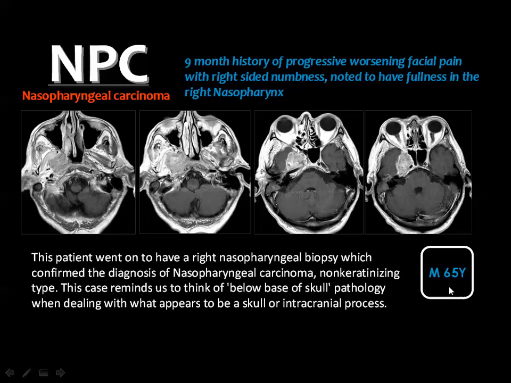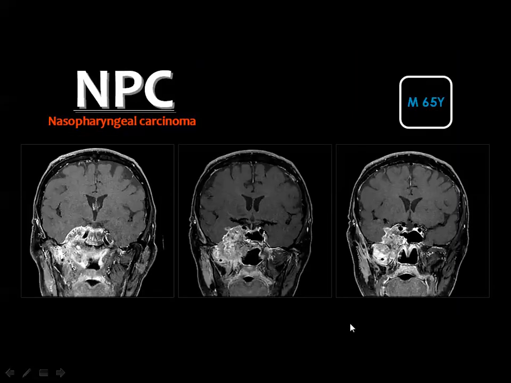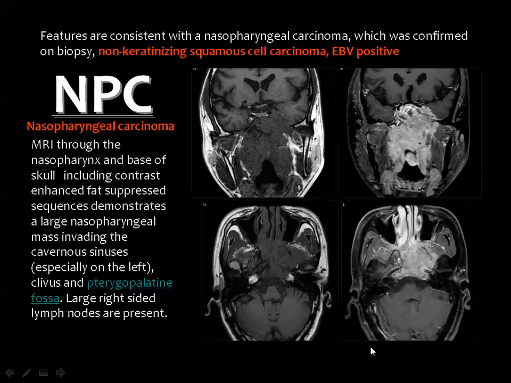This is a male patient, 65 years old, with a tumor infiltrating the right side of the nasopharynx, of intermediate signal in the T1 and the T2 weighted images, with appreciable post-contrast enhancement, as you can see here. Then the coronal images of the same patient showed the extension of the tumor through destruction of the skull base intracranially, involving the right paracellar area as well as the region of the cavernous sinus.